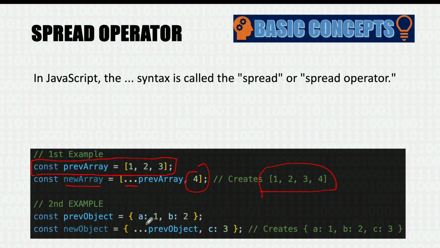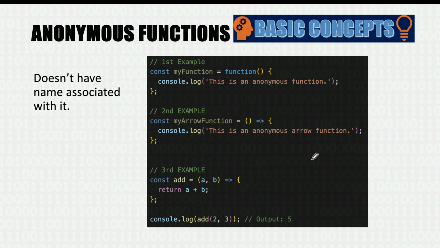Again, in the second example, we have an object here. If I want to append something to the object, I can again use the spread operator, and it would create the appended object for me. Next, anonymous functions. An anonymous function does not have a name associated with it. For example, this function does not have a name associated with it. This is called an anonymous function. An anonymous function can be assigned to a variable and can be passed as an argument to other functions. That is where it is very important, because it can be used as an argument for another function.